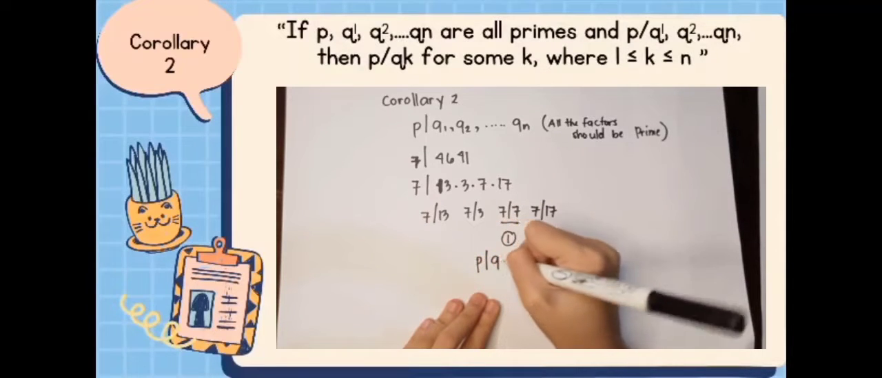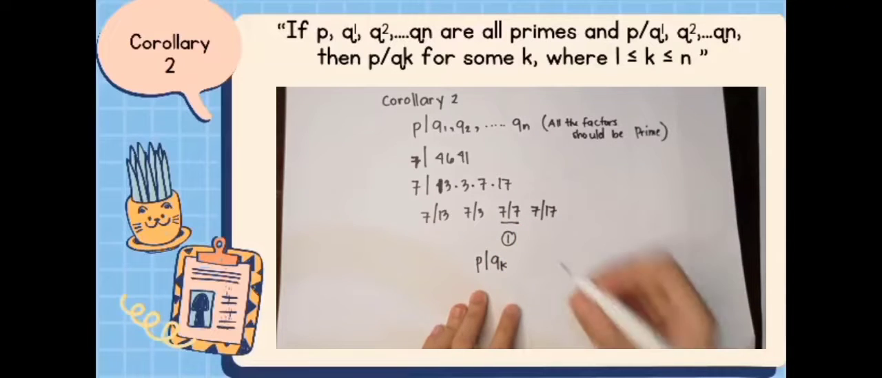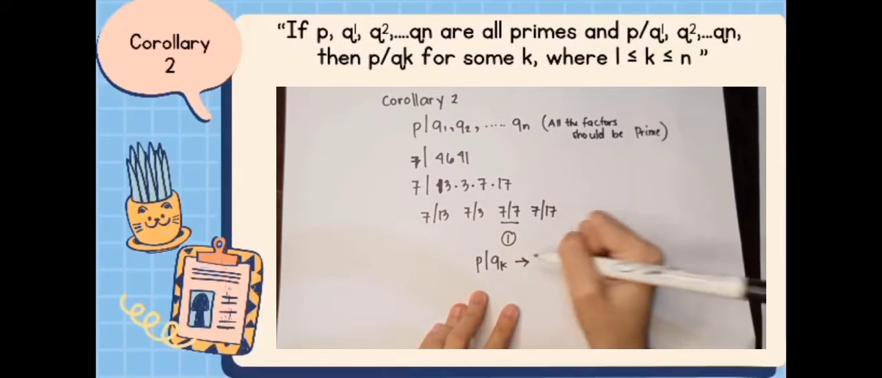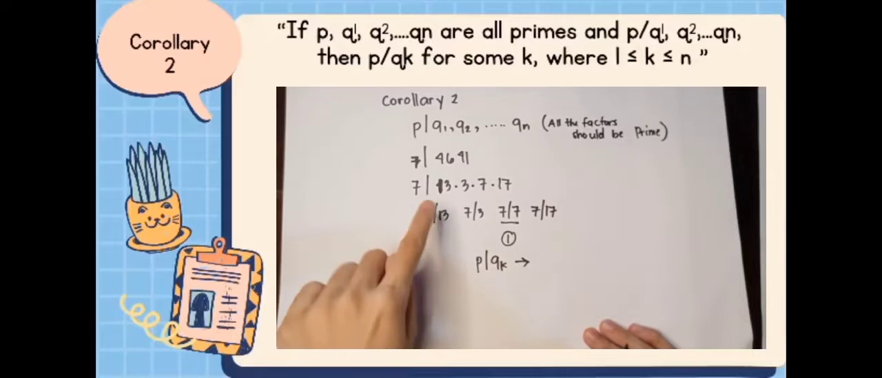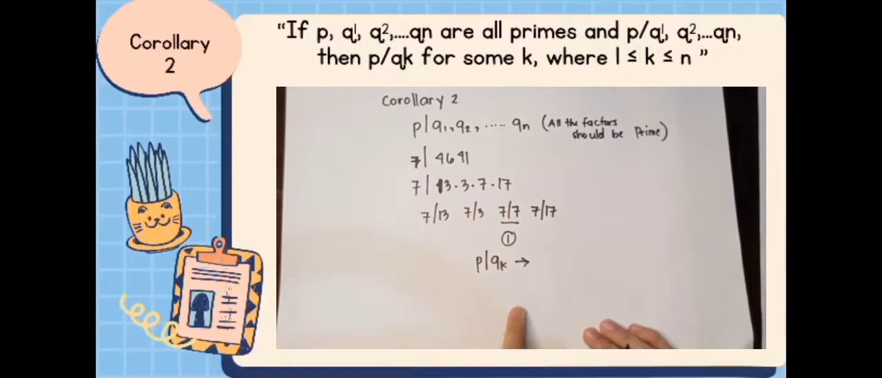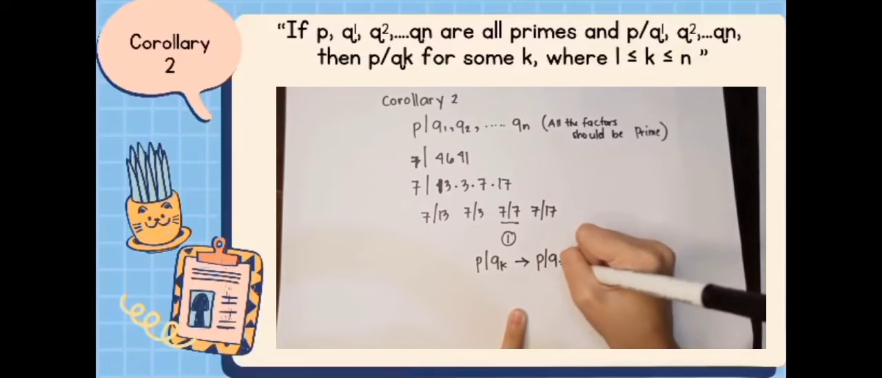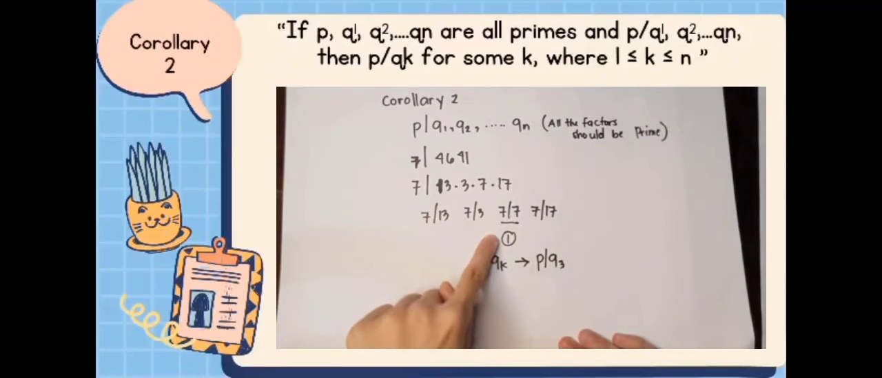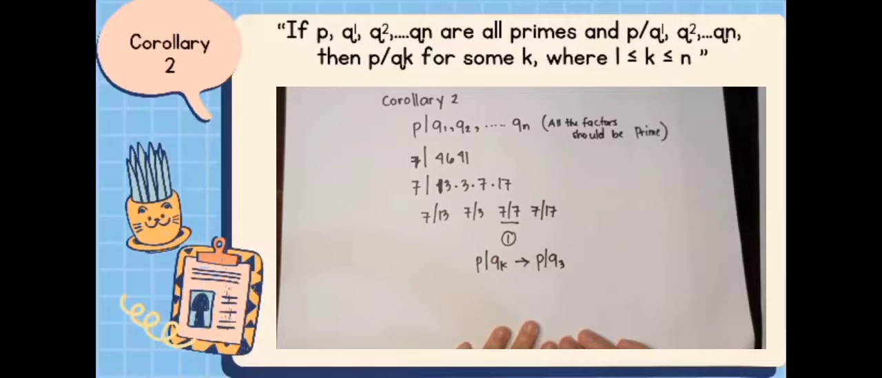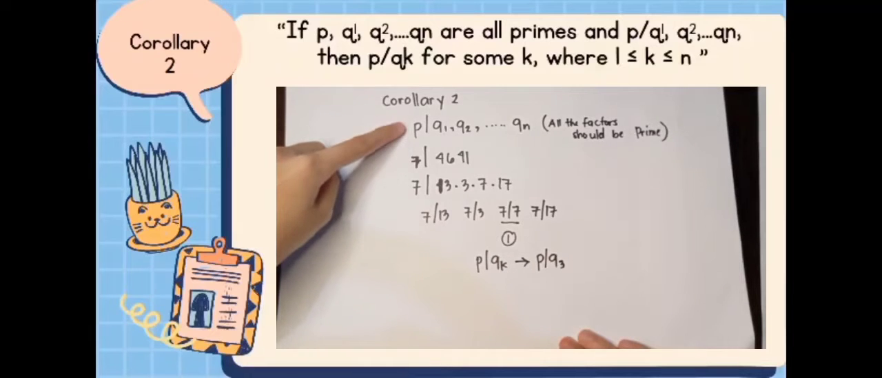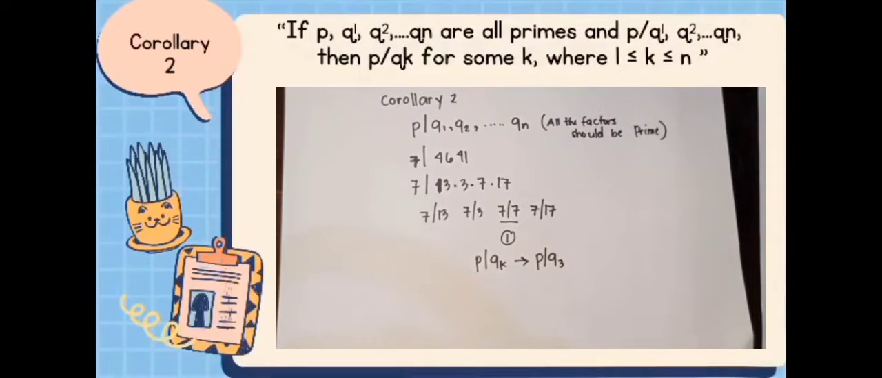And the same goes for corollary 1. We have to find the k of P divides Q sub k. So basically it is 1, 2, 3. It's the A sub 3, right? So therefore it's Q sub 3, because the position of 7 times 7 is Q sub 3. That specific Q sub 3, or the 7 times 7, is what makes the theorem right.